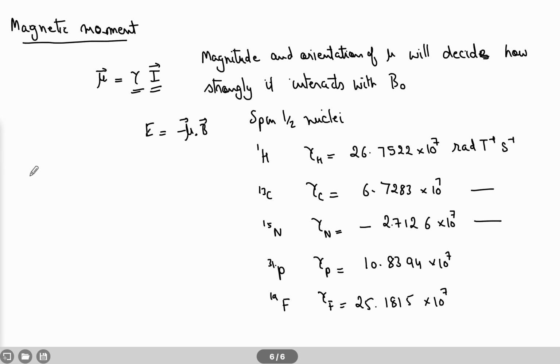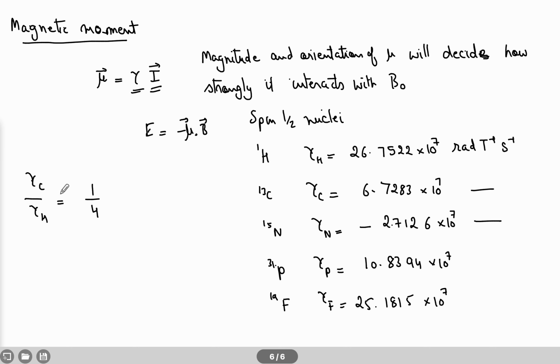For example, if I calculate gamma C by gamma H, this will come out to be roughly 1:4. You can calculate that, it's a simple calculation: 6 by 26, so roughly 1 by 4. That means the energy of interaction of carbon, as compared to proton, with the same strength of external magnetic field would be 1/4.